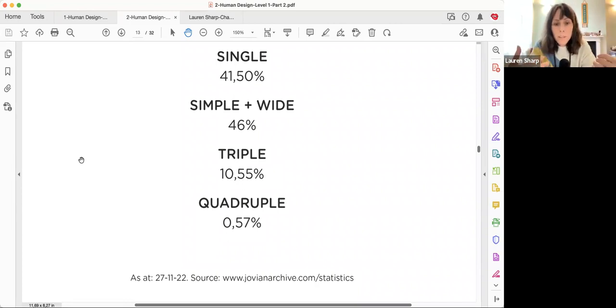Look at your percentages. Education is set up for split and single. Mostly split, but if you're in a class with a lot of single definitions, you're in a lot of trouble, even if you're split, because those people are going to be processing and you're going to be taking time. So how do we compare ourselves?